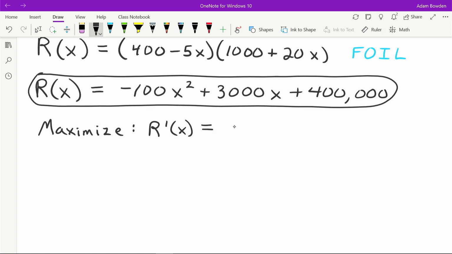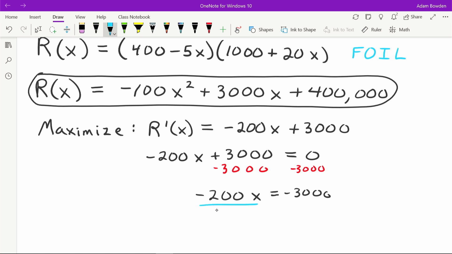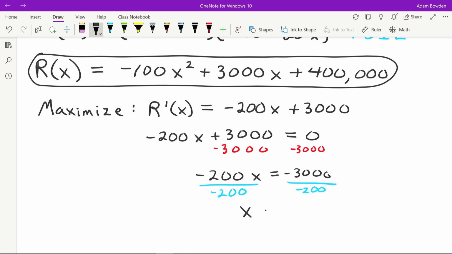And r prime of x would be equal to negative 200x plus 3,000. And we'll set that equal to 0 and solve from there. So again, subtract the 3,000 over and then divide out by the number in front of x. If we divide out by negative 200 from each side here, we'll get a solution for x as x is equal to 15.